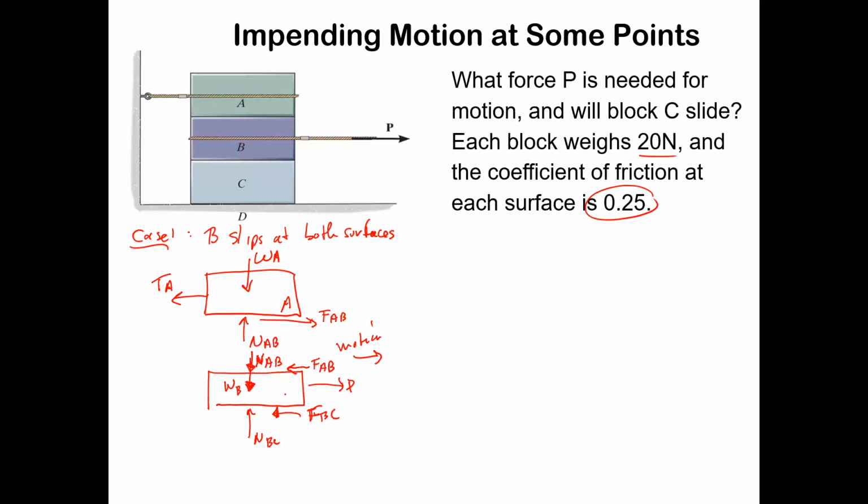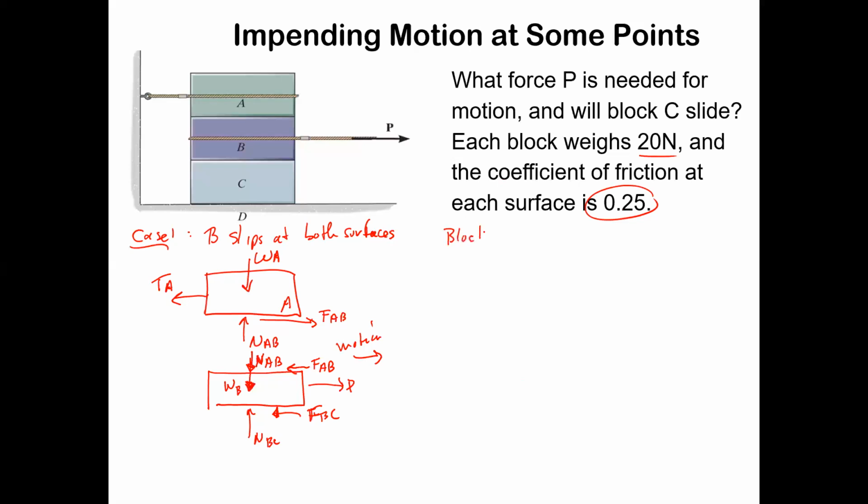Any questions on those forces? Those are the forces. They're pointing to the left on block B because block B is the one that's going to be slipping to the right, so they're opposing that motion. Normal forces are pretty explanatory. And now we can actually do the equations of equilibrium.